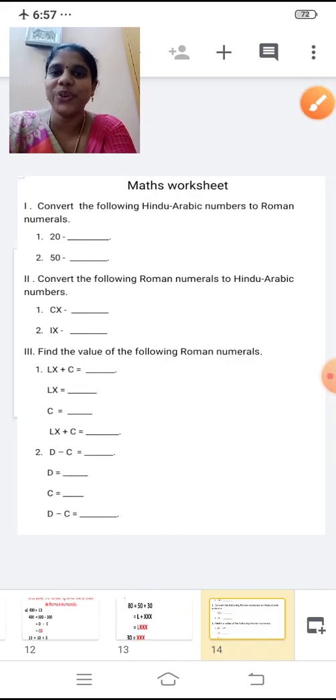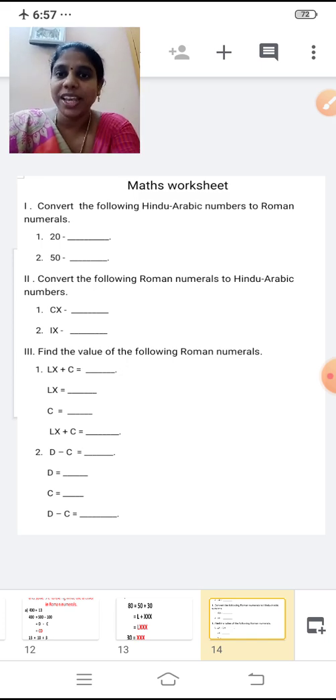Here is one worksheet for you. Convert the following Indo-Arabic numbers to Roman numerals. 20 and 50, you're going to change into Roman numerals. Second one, convert the following Roman numerals to Indo-Arabic numbers. CX, second one is IX. Third one, find the value of the following Roman numerals. LX plus C, you're going to add. Second one, D minus C, you're going to subtract.